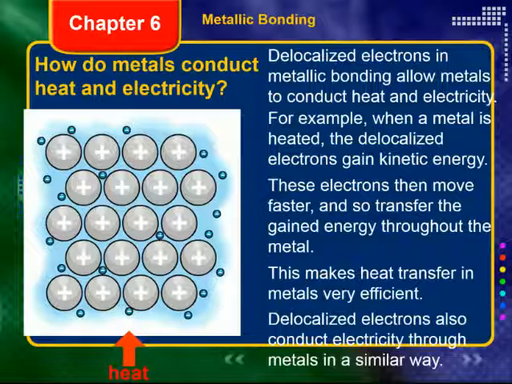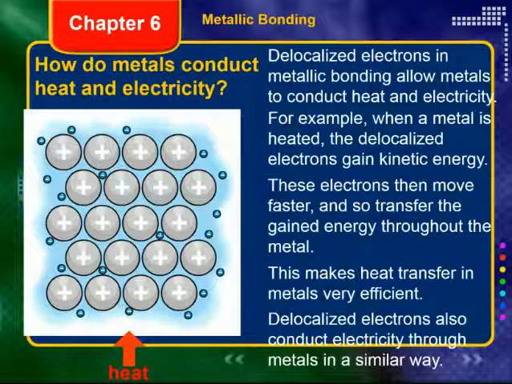Remember, we have delocalized electrons here. So we have delocalized electrons within these metallically bonded cations. It's this delocalized nature of the electrons that allows metals to conduct heat and electricity. For example, when a metal is heated, when we add heat to it, the delocalized electrons gain kinetic energy. That's what heat is. It's kinetic energy, energy of movement.